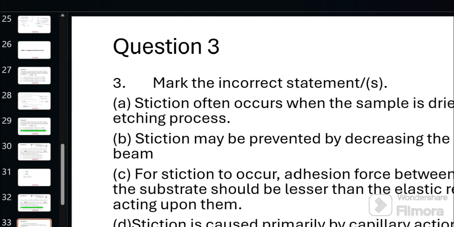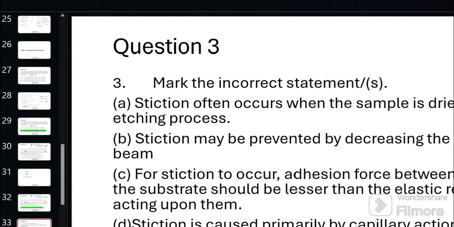Yeah, so the first statement, as I said: stiction occurs when you have a silicon substrate and you are making a freestanding structure. You have a sacrificial layer, and you have to etch out that sacrificial layer in the wet etching process. That is where the actual stiction occurs, because after wet etching is where the fluid or liquid droplets remain. So statement one is correct.